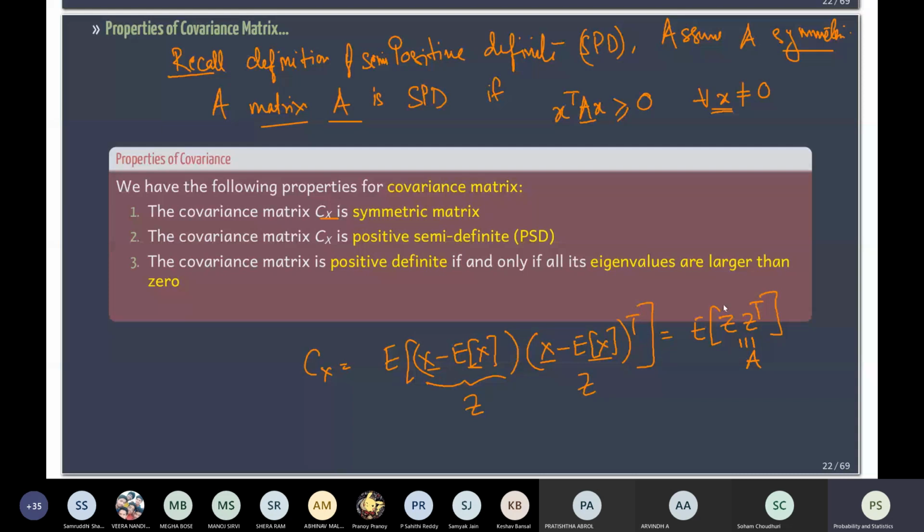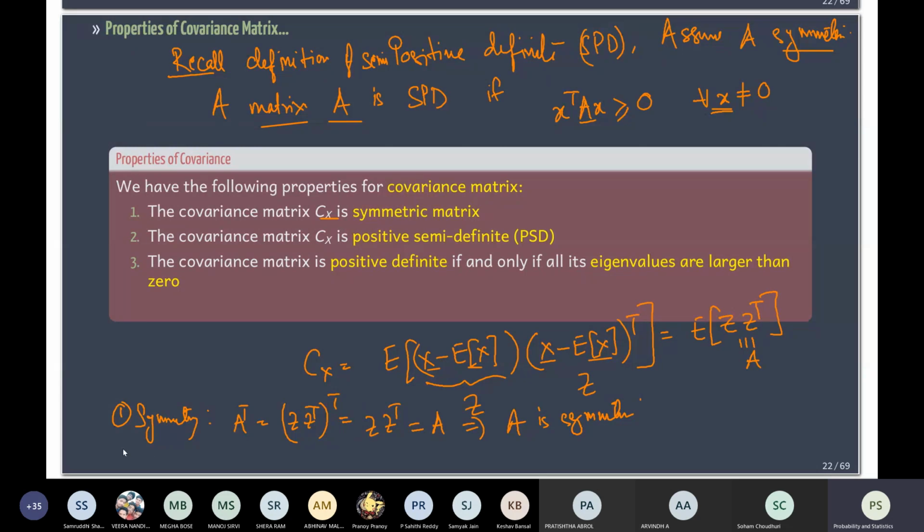So what can you say about this matrix? Is this symmetric? Right, so is this matrix symmetric? It is symmetric, right? So symmetry is possible because A transpose is the expectation of (Z Z transpose) transpose. Transpose of this will be again Z Z transpose, which is A. So A transpose is A. So this implies A is symmetric.